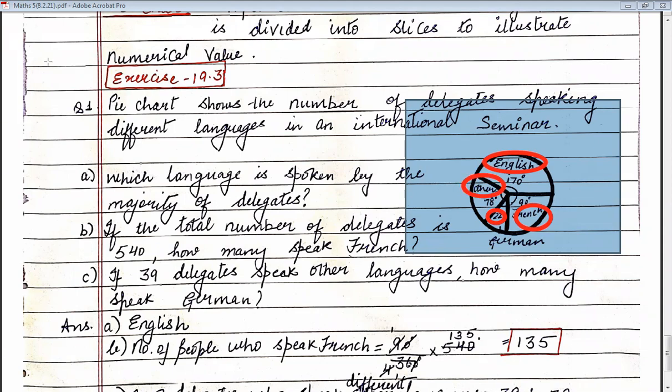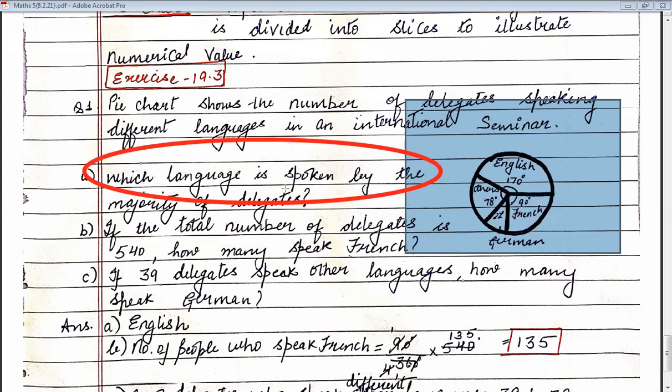Now children, let's see the question. Your first question is, which language is spoken by the majority of the delegates? Let me repeat. Which language is spoken by the majority of the delegates? Now children, can you see in the circular region which part has the maximum area? This one, English. So which language is spoken by the majority of the delegates? That is English. So you will say English language is spoken by the majority of delegates.